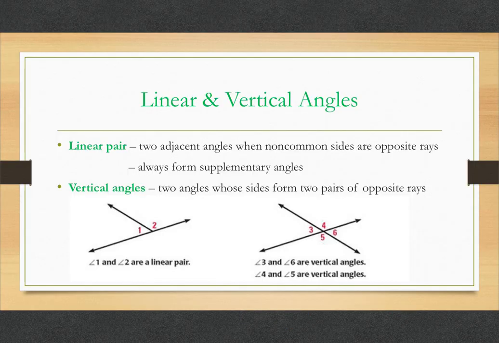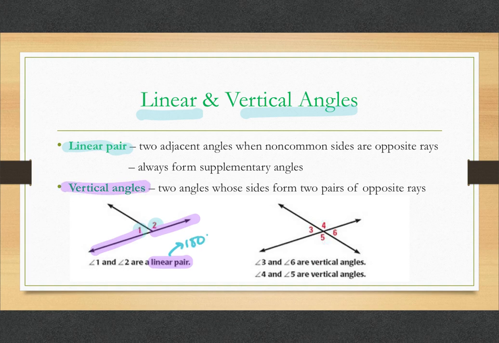Next up on angle pair relationships are linear and vertical angles. A linear pair is defined as two adjacent angles whose non-common sides are opposite rays, and they are supplementary. So any two angles whose non-common sides, which means the sides they don't share, are opposite rays, form a line. These are called a linear pair, and a linear pair is always supplementary, which means they'd always add up to 180 degrees.